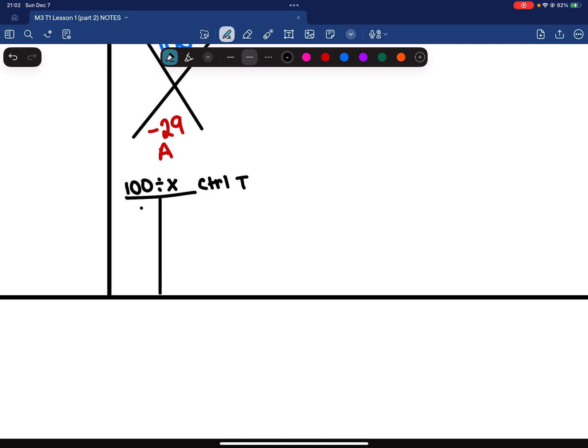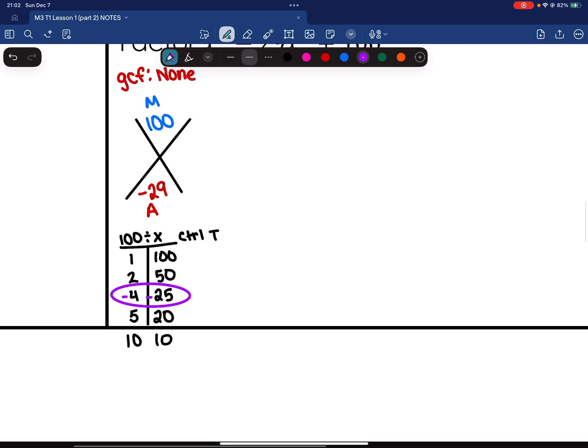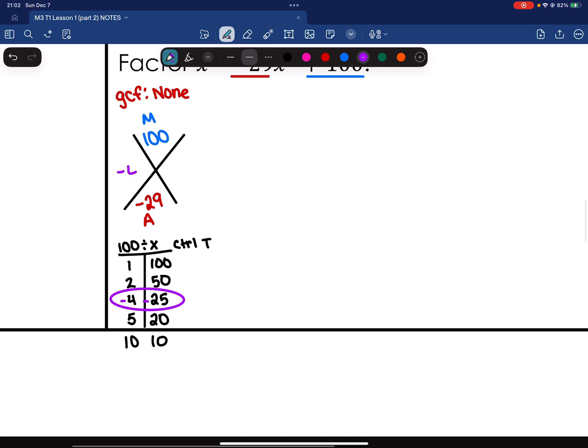So to multiply and get 100, we can do 1 times 100. We can do 2 times 50. 3 does not go into it evenly. 4 and 25. 5 and 20. And then the last one would be 10 and 10. So which combination of these could we get 29 or negative 29? It would be 4 and 25, but they do both need to be negative. So we have a negative 4 and a negative 25.